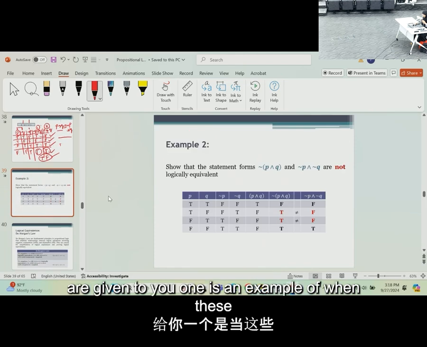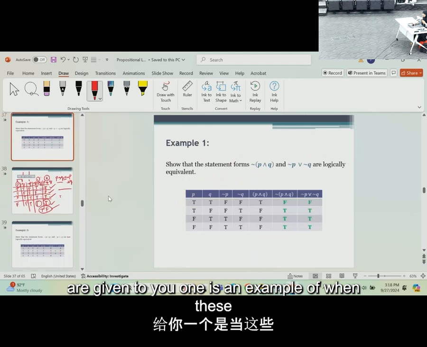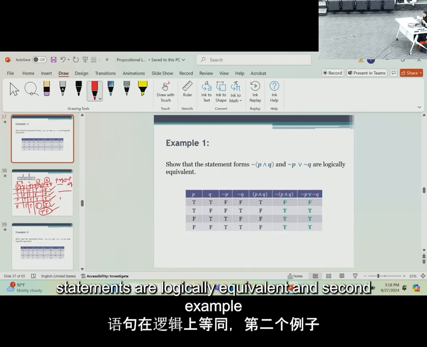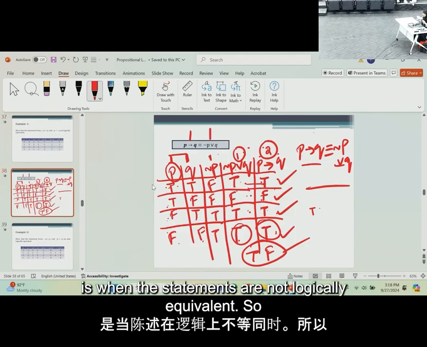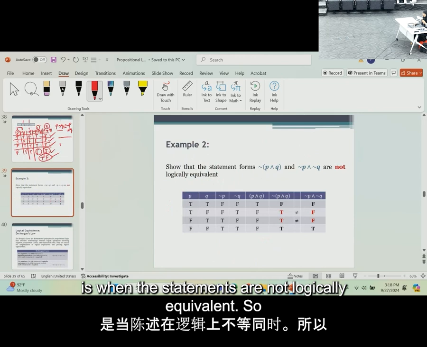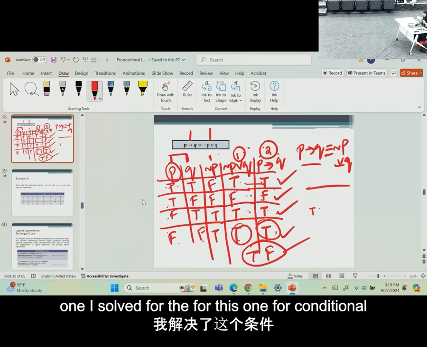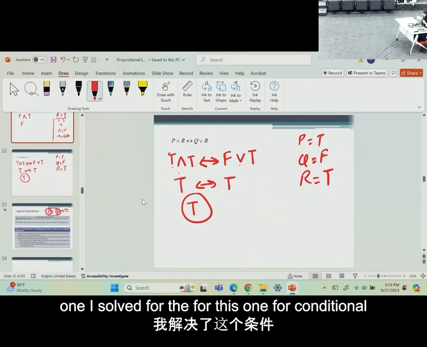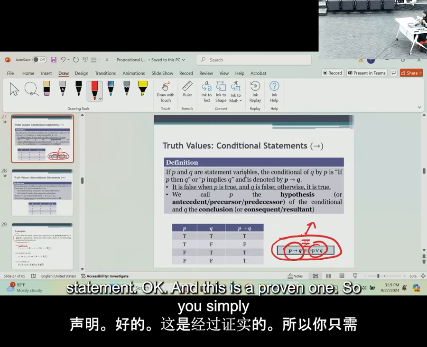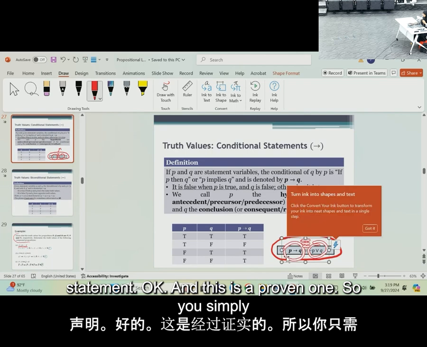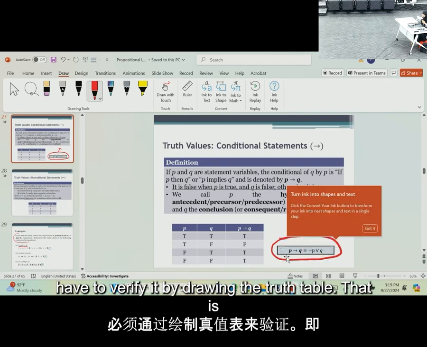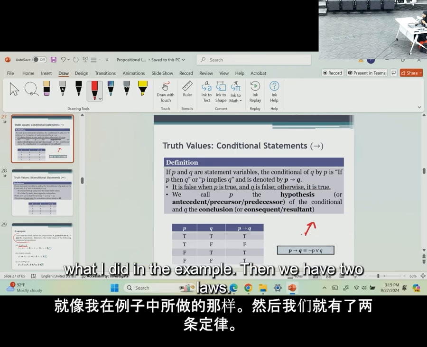Next, two more examples are given to you. One is an example of when the statements are logically equivalent, and the second example is when the statements are not logically equivalent. So you have one example each for both cases, and this one I solved for a conditional statement, okay? And this is a proven one, so you simply have to verify it by drawing the truth table. That is what I did in the example.